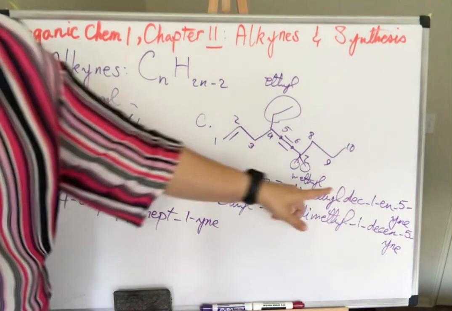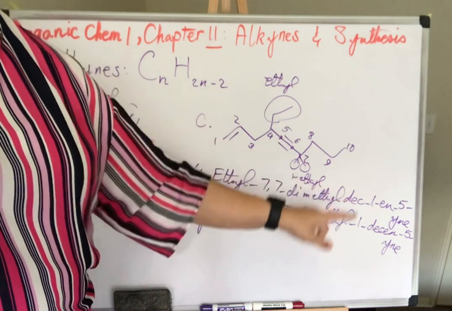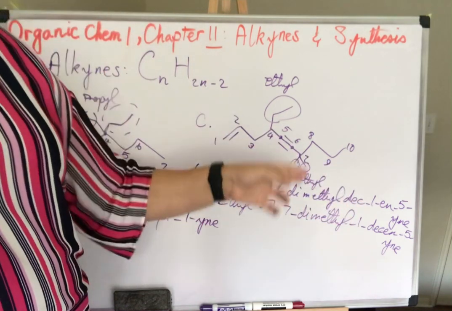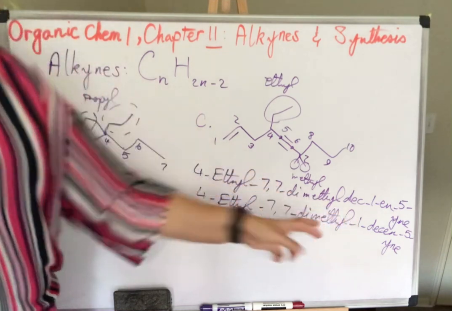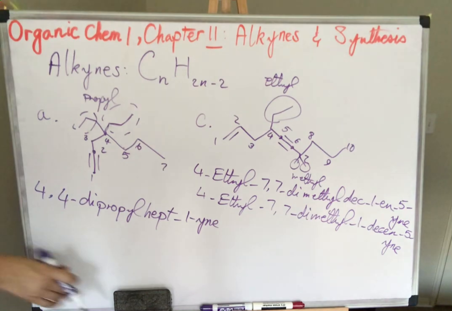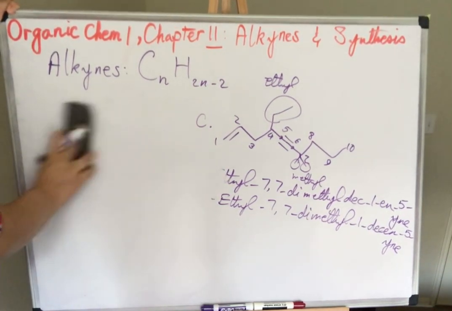Either sticking with the rest of the name, the root, and then number, and then en, and then number yne, or you separate the decen from the rest of the name. It's up to you. So work on B and D. They're very similar to each other.